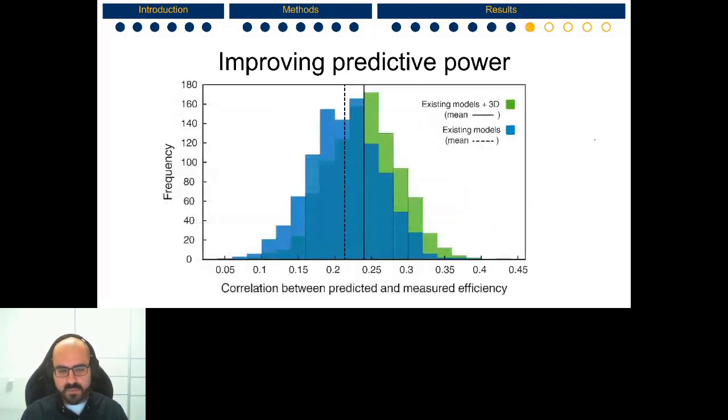And here you can see the results. These are histograms of the correlations. The blue bars are the model without the 3D. The green bars are the model with the 3D. And as you can see, adding the 3D model indeed improved the performance. In fact, the performance was improved significantly. The R squared was increased by 24%, and the difference between these distributions is significant. And so indeed, adding the 3D features improved the predictive power of these models.